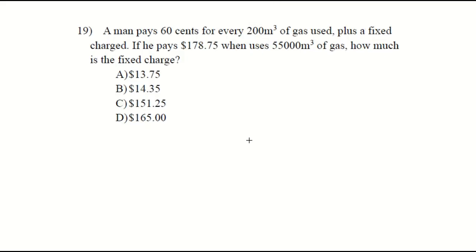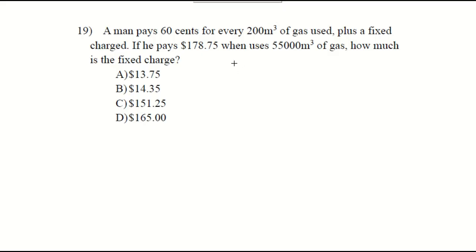Alright, so let's go ahead and do number 19. A man pays 60 cents for every 200 meters cube of gas used, plus a fixed charge. If he pays $178.75 when he uses 55,000 meters cube of gas, how much is his fixed charge? This is a repeated question. If I am not mistaken, it was like $13.75, but I'm not 100% sure.